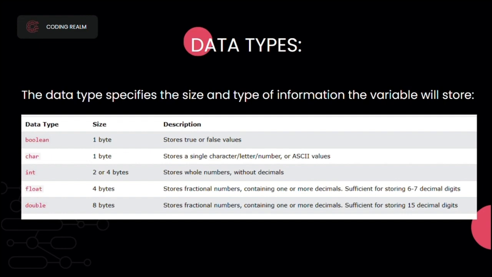Float data type has a size of 4 bytes. It stores fractional numbers, the numbers that contain a comma, or decimal numbers. It is specified for storing 6 or 7 decimal digits. Double contains 8 bytes of size. It stores fractional numbers containing 1 or more decimals.